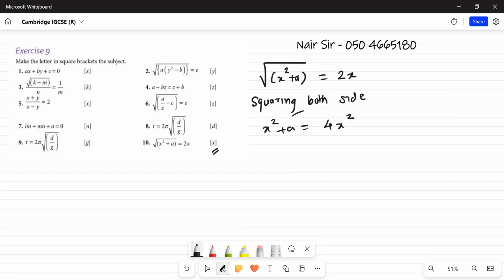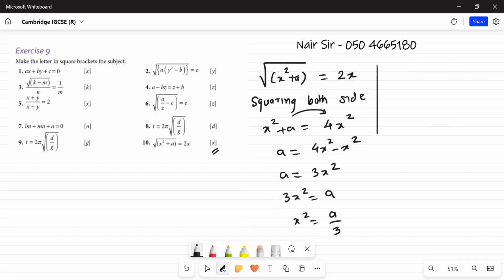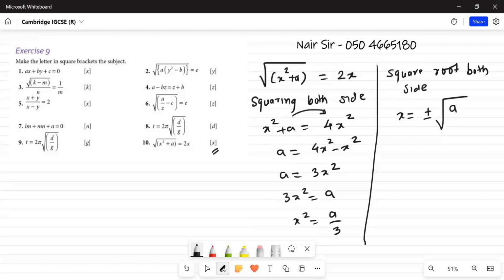Okay. I will take this to the side. So a is equal to 4x square minus x square. A is equal to 3x square. I can write this as 3x square is equal to a. x square is equal to a upon 3. Now the moment I get this, I will say square root to both sides. What will that become? x is equal to plus minus root of a upon 3.